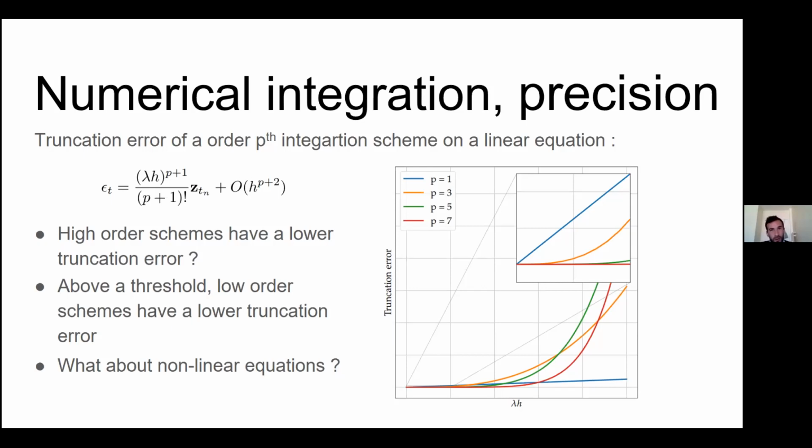what people do, at least as far as I know, is some linearization of nonlinear equations and achieving the same kind of study on a linearization of the nonlinear dynamical system. So this is to say that we have little to no knowledge regarding the performance of such integration schemes in the integration of nonlinear differential equations.